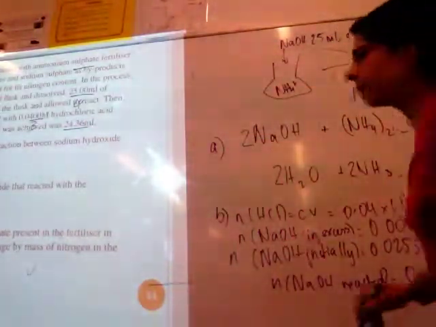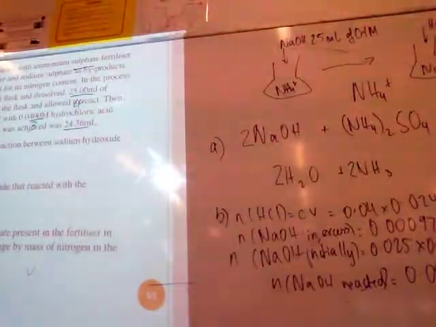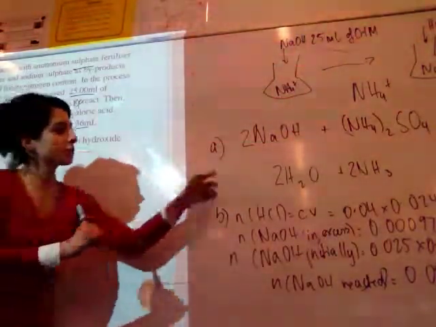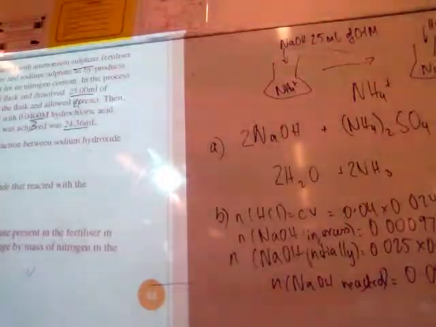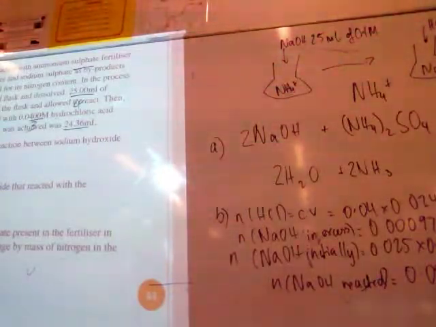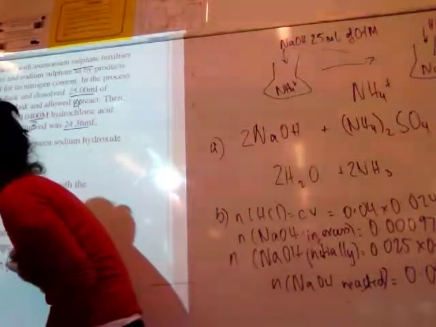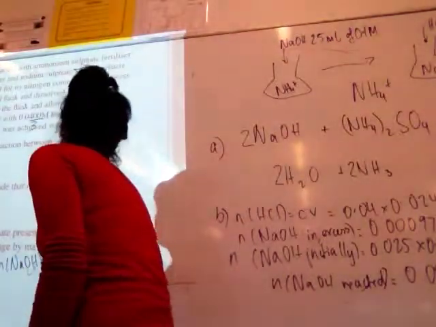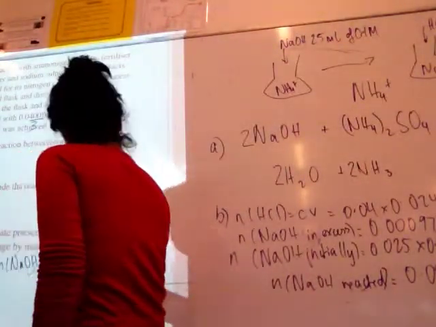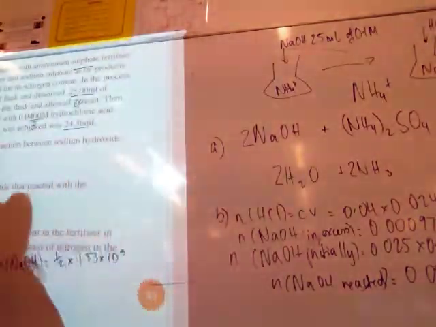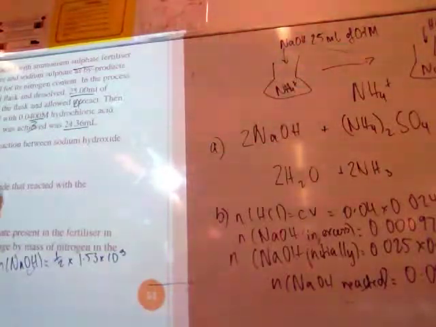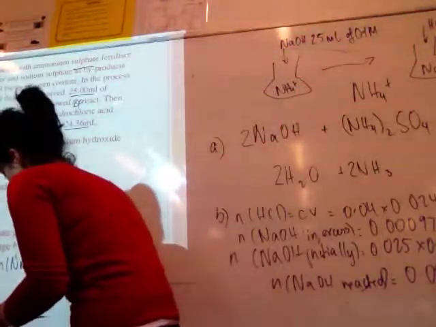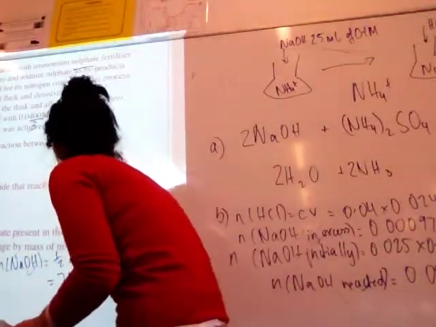Now, how can we answer C, the amount of ammonium sulfate? Go back to my original equation, so I've got a mole ratio of 2 to 1, so it should be half the number of moles. So the moles of ammonium sulfate equals a half times the moles of NaOH, which equals a half of 1.53 times 10 to the negative 3, and that equals 7.63 times 10 to the negative 4 mole.